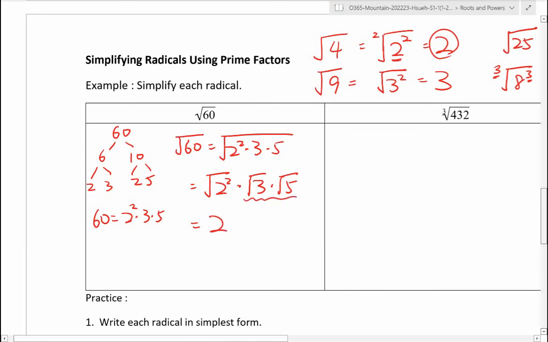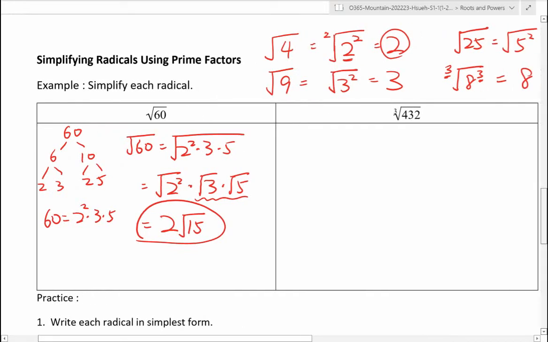Now, there's nothing we can do about these two, so we can actually merge them back. If we can split them, that means we can merge them. So this is the same thing as the square root of 3 times 5, which is 15. And there is your answer: 2 times root 15.